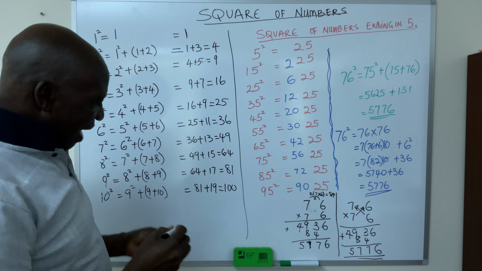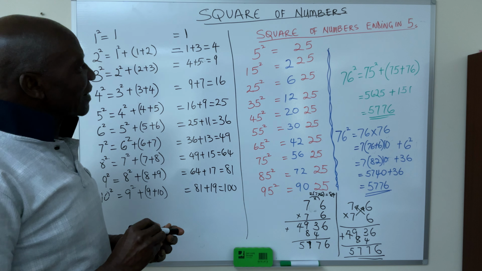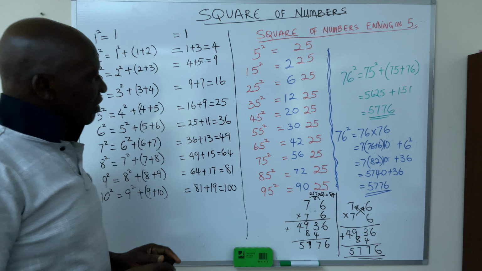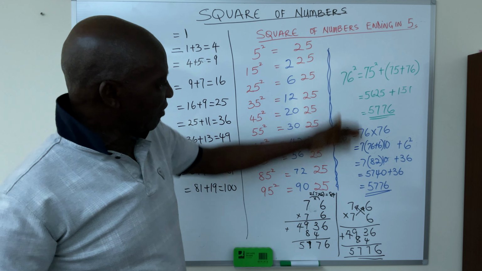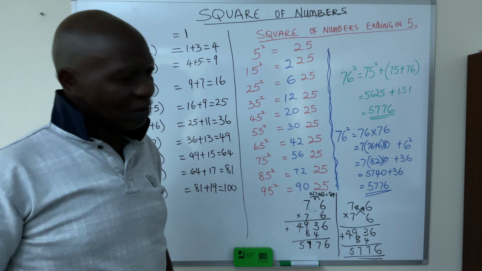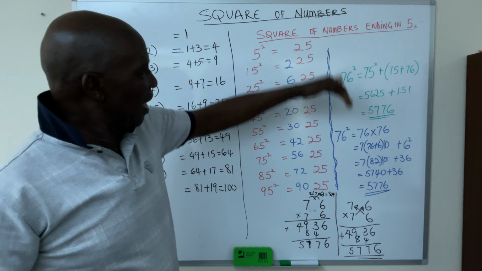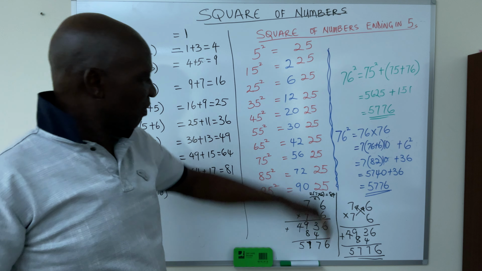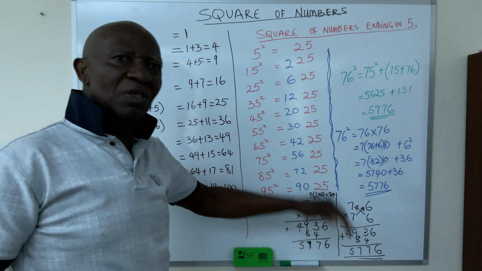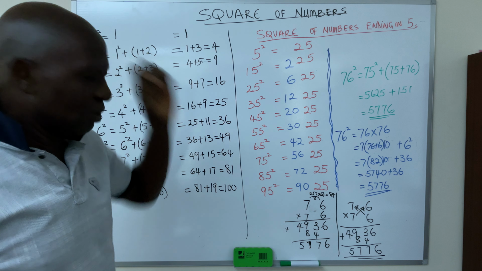So we have gotten the answer to 76 squared in 3 different ways. And that is why the square of numbers can be gotten in various forms. Thank you.